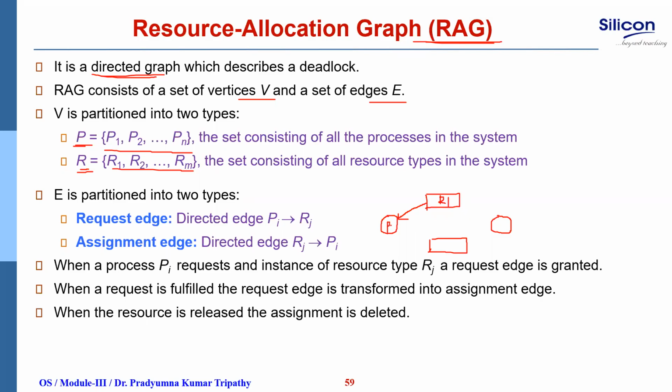If the resource is allocated to a process, then this is called the allocation edge. Correct? If there is an edge from process to resource, then it's called a request edge. It is called a request edge. So if I draw like this, is it a request edge or allocation edge?